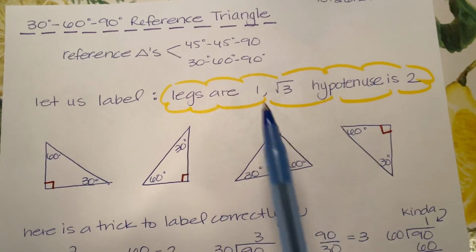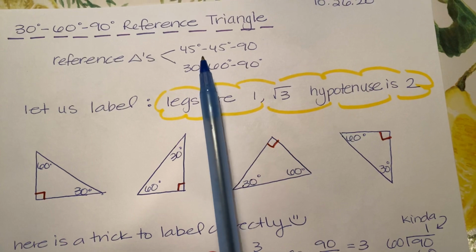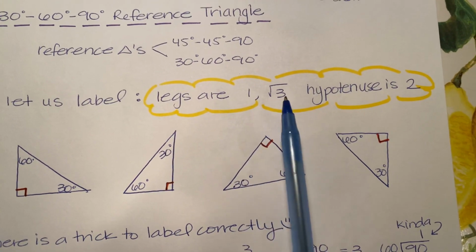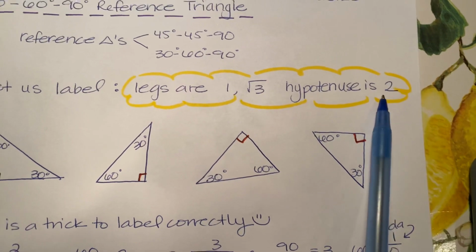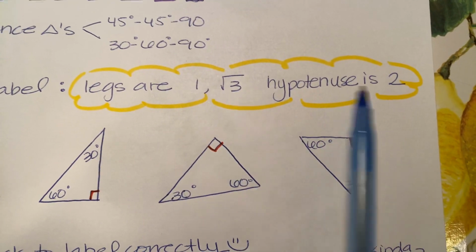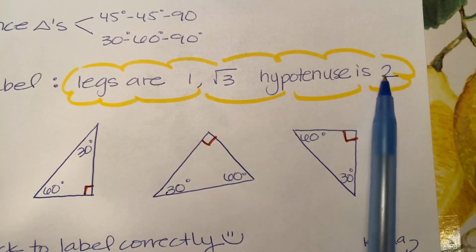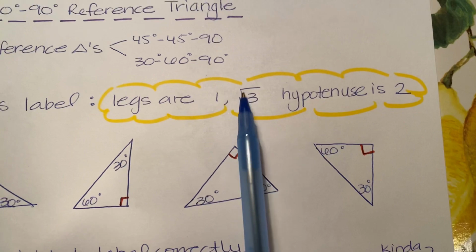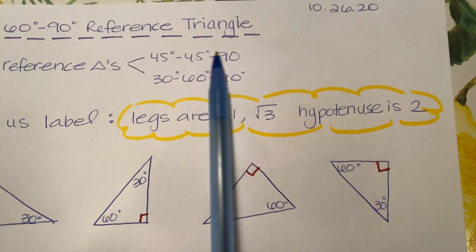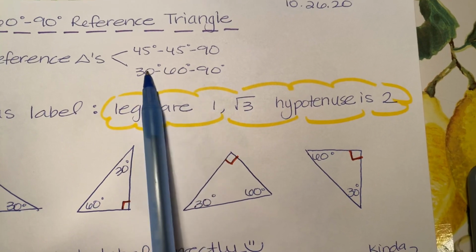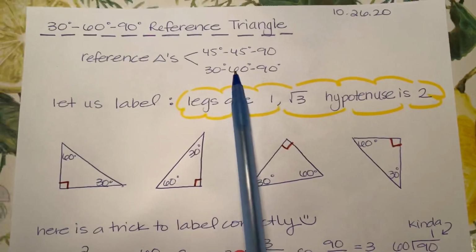Unlike the 45, which has legs 1, 1, rad 2, the 30, 60, 90 has legs 1, rad 3, and the hypotenuse is 2. You have to make sure you label correctly because they're all different. You need to get comfortable with the 45, 45, 90 so that you don't confuse yourself with the 30, 60, 90.